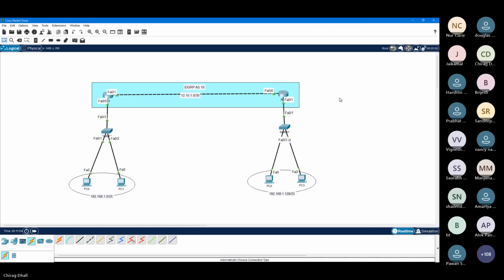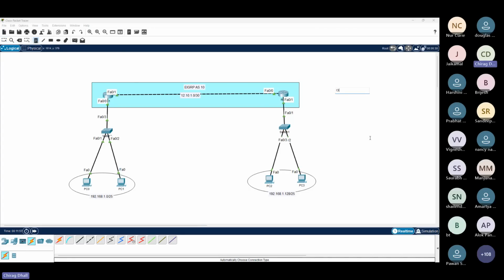For example, for class A, what is the default subnet mask? 255.0.0.0, correct? If I talk about the wildcard mask, it's going to be 0.255.255.255. An easy method to calculate the wildcard mask is subtracting your subnet mask from 255.255.255.255. If you subtract anything from this, you will get your wildcard mask.